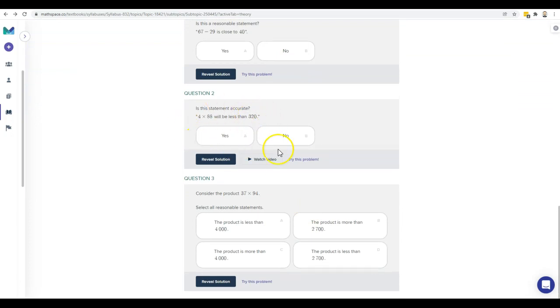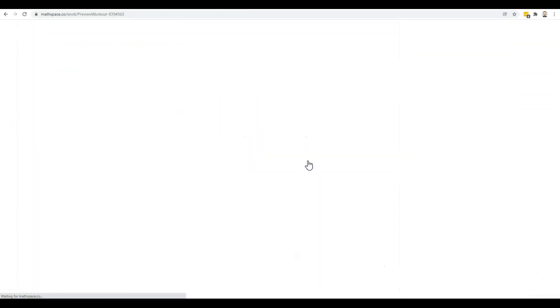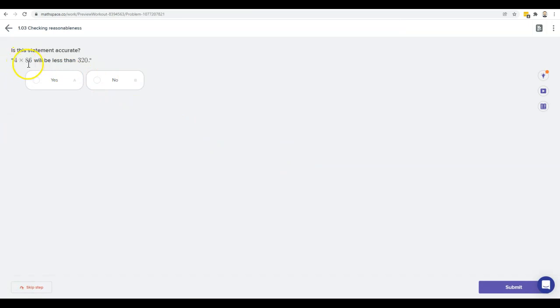Let's have a look at the second question here. Again, we'll try this problem. In a similar way, is 4 times 86 less than 320? So we want to approximate 4 times 86 to see if it's going to be less than the value 320 to see if this is true.